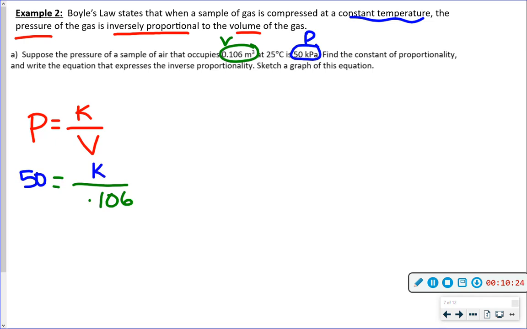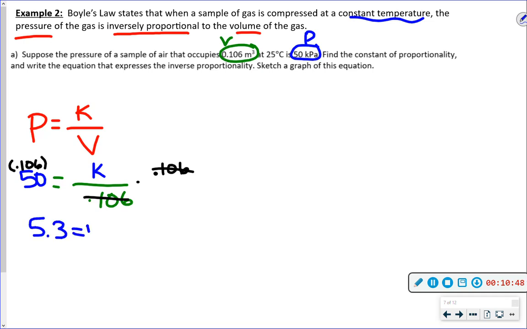All right, so this is why I said you probably want your calculators today. Just do a little solving for K on this one. I'm going to get rid of divided by 0.106, so I'm going to multiply by that. I should have left myself a little more room over here, so I'm going to sneak it in. And of course, just type in your calculator 0.106 times 50, and you should get something close to about 5.3.